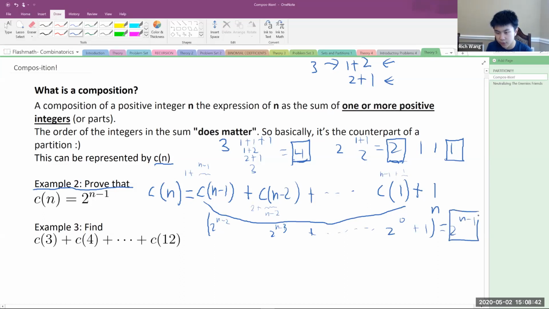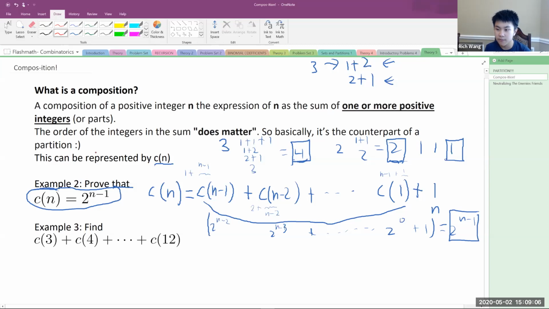So this is how we prove that C of n is equal to 2 to the n minus 1. This is actually a simpler version of what is called induction, but I don't want to go into too much detail, just to make sure you guys aren't too confused. So just know, if you ever want to find the number of compositions of a positive integer n, then the number of that is just 2 to the n minus 1. This is pretty useful and actually does show up in quite a few problems.